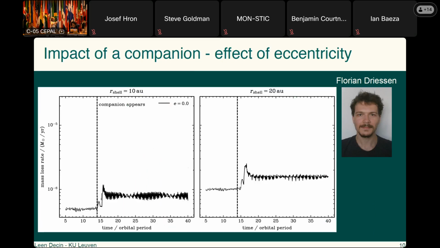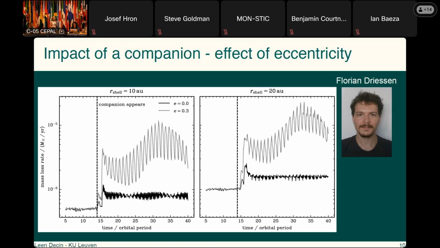So this is the outcome for the shell at 10 astronomical units to the right for 20 astronomical units. We start always without a companion, and then the companion appears. So you can see at 10 astronomical units, we start around 5 × 10⁻⁷, and then when the companion appears, we have an increase of a factor almost 2. The same, but at higher values when you do that at 20 astronomical units. This comes from the higher velocity we have there. And then the question is, do the same simulations, but just have an eccentric orbit. And then you see the following.